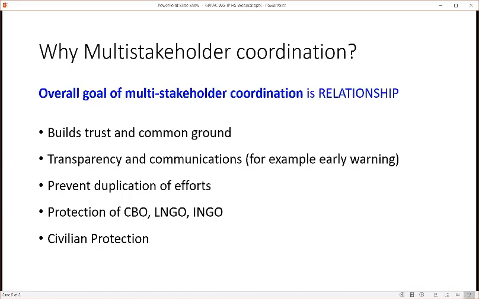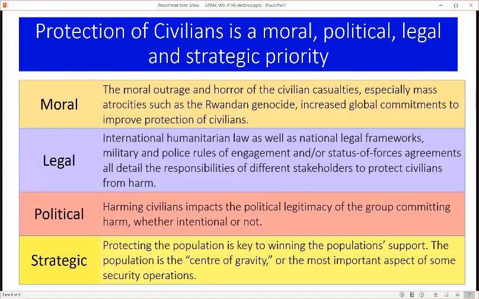Protection of community-based organizations, local NGOs, and certainly international NGOs is a main reason, again, in very chaotic situations. And the last one that I'll highlight, and I'll just, for example, go into a little bit more detail. Civilian protection can be one of the goals in multi-stakeholder processes. Why civilian protection? And again, I'm nuancing this one reason why we do a multi-stakeholder process.